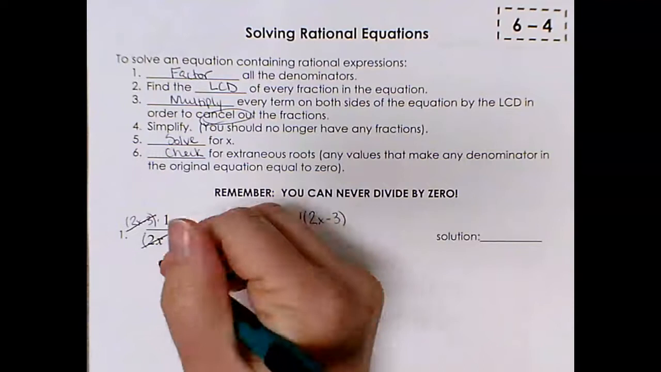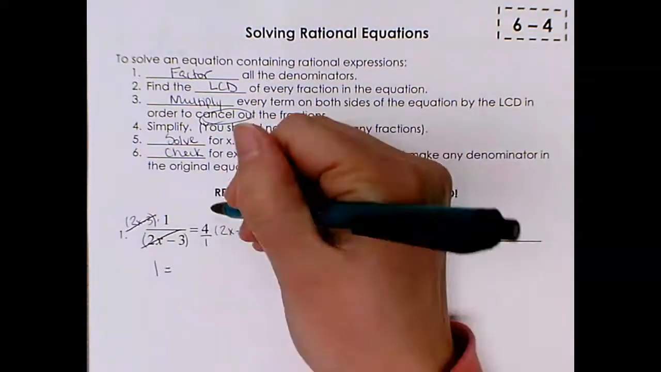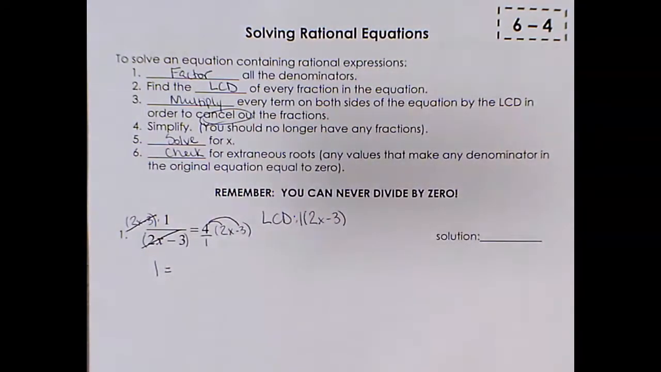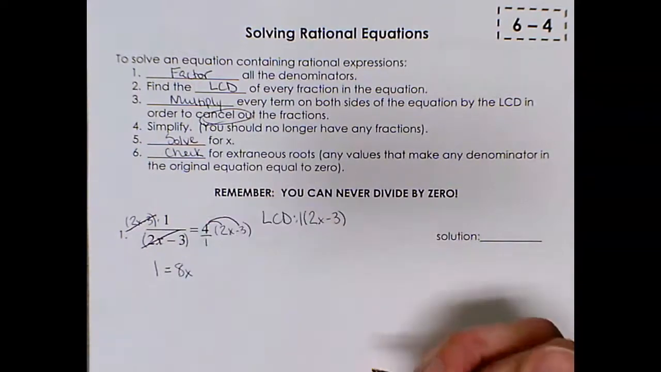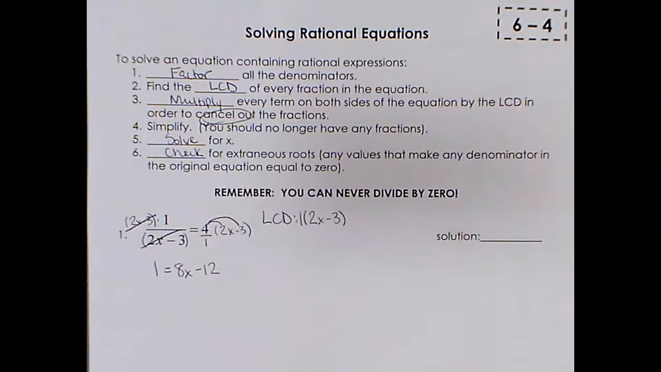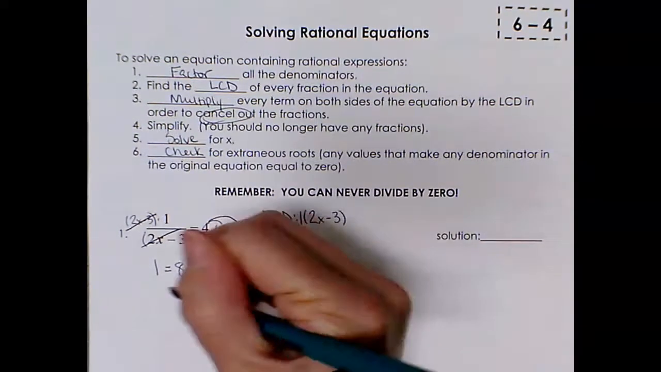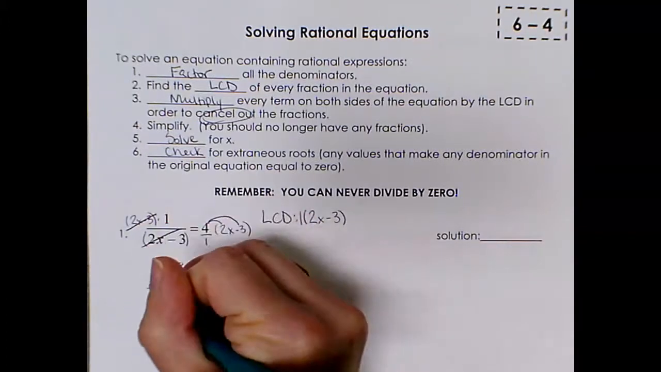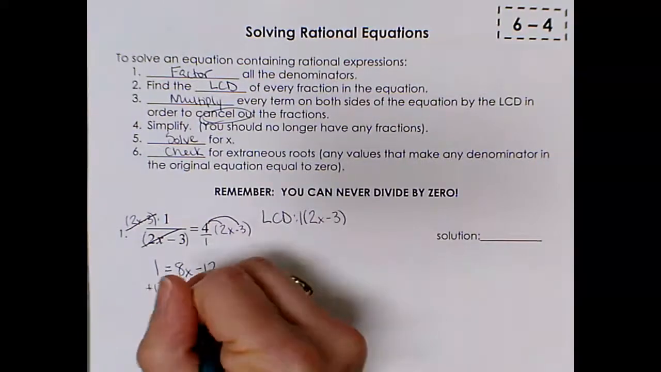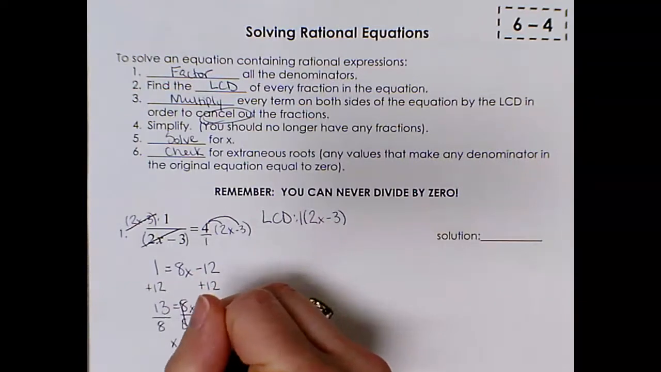So I'm just left with a 1 on the left side. And then here, 4 times 2x minus 3 can be simplified by distributing. So 4 times 2x is 8x, and 4 times negative 3 is negative 12. And now I simply solve for x using inverse operations. So I move my constant, 13 equals 8x, and I divide by my coefficient. X equals 13 over 8.